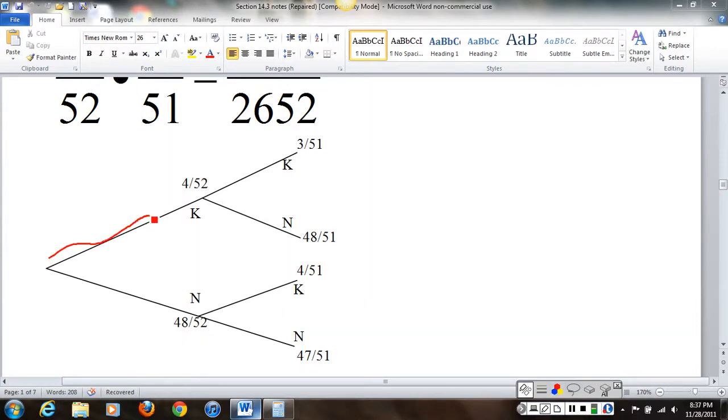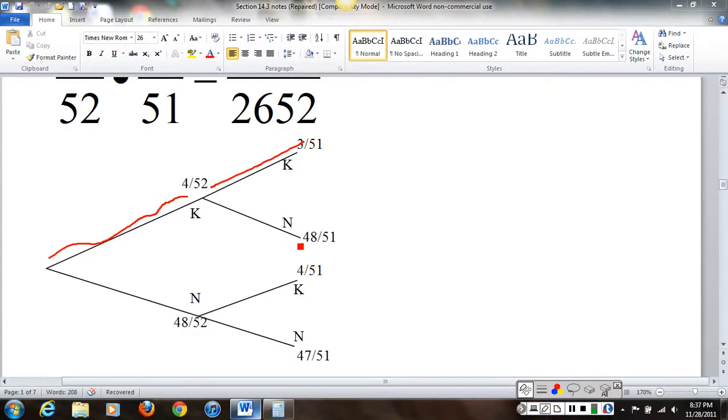So we're talking about drawing 2 kings, so the first time is this path. Now the second time drawing a king puts me right here, which means there's 3 kings left out of 51 total. So when I find the probability, I multiply those 2 fractions together. And the same goes for anything else.